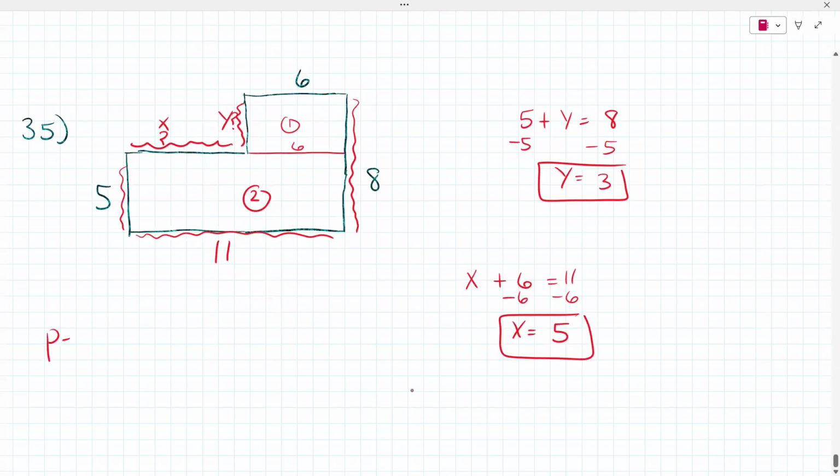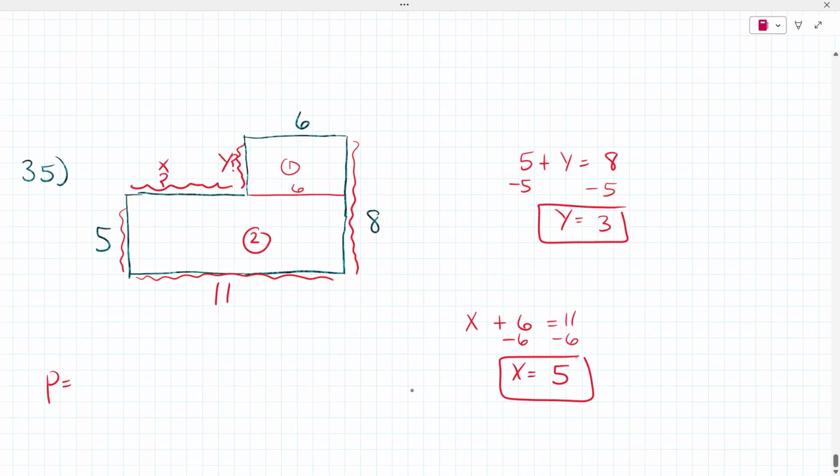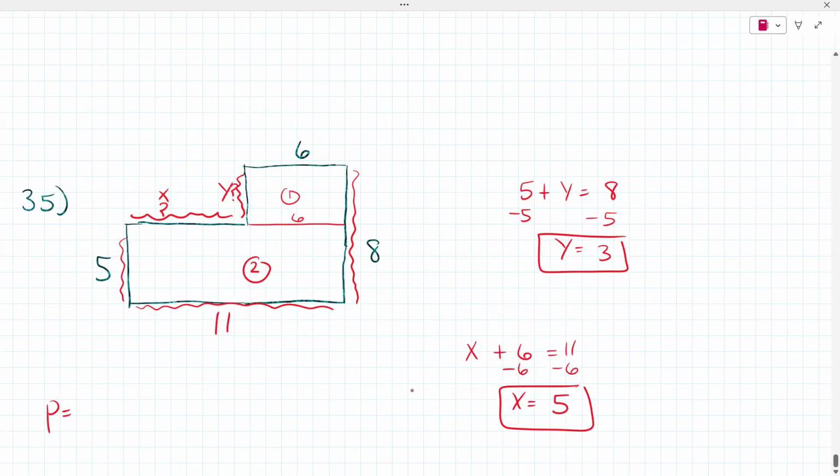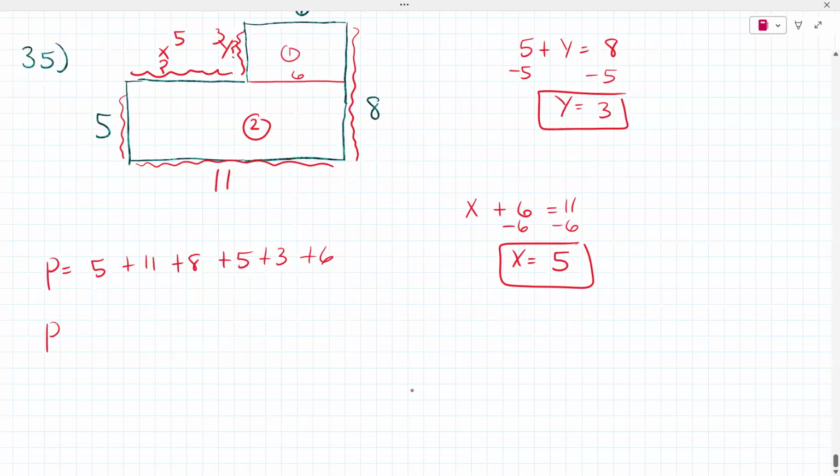So the perimeter is, so x is 5, and then this is 3. The perimeter is 5 plus 11 plus 8 plus 5 plus 3 plus 6. And that gives you 38.